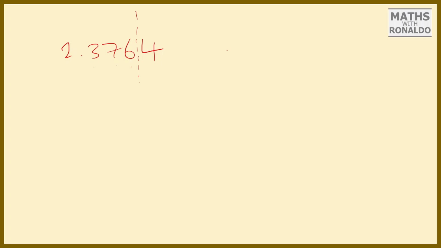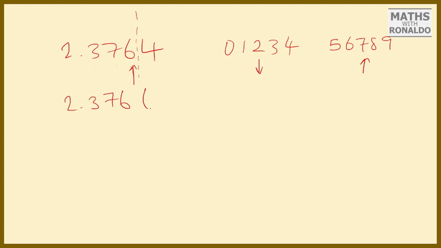If the number after the line is 0, 1, 2, 3 or 4, then we leave the number before the line as it is. And this is called rounding down. And if it's a 5, 6, 7, 8 or 9, we round up and we increase this number by 1. Well, in this case it's a 4, so we just leave it as 2.376 to 3 decimal places.